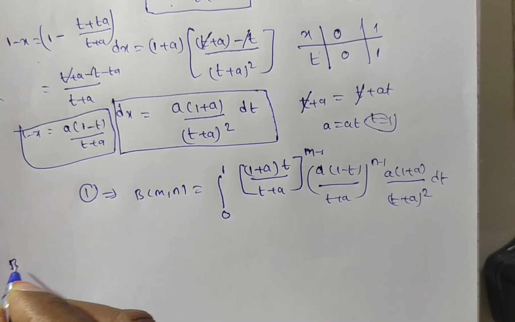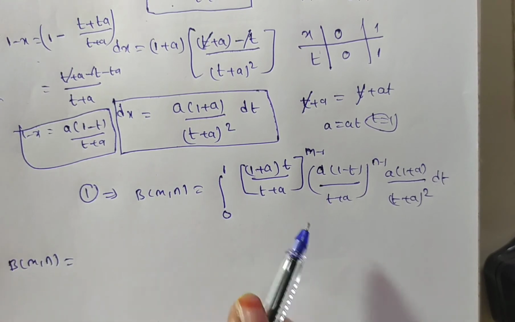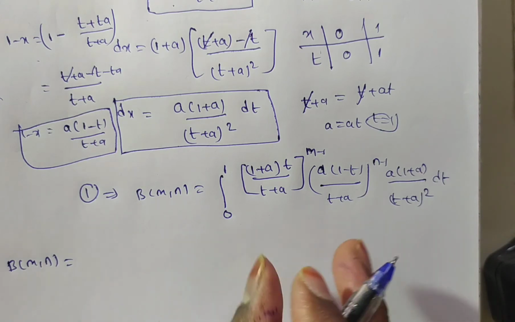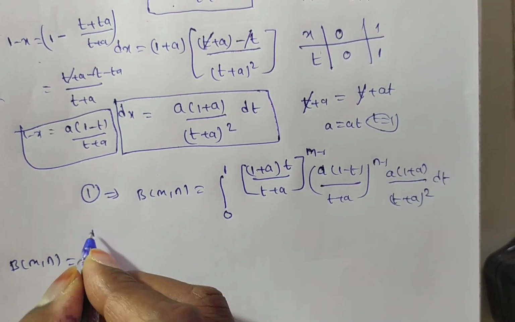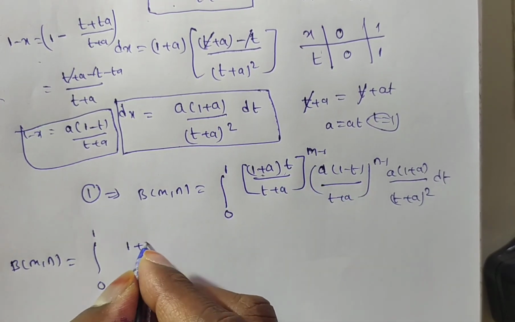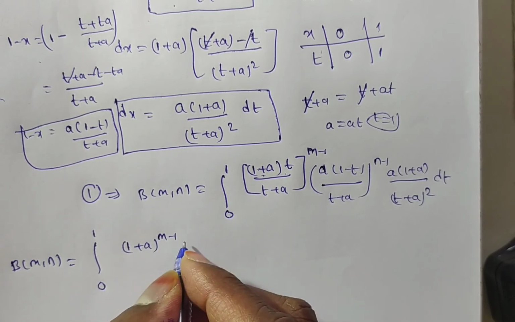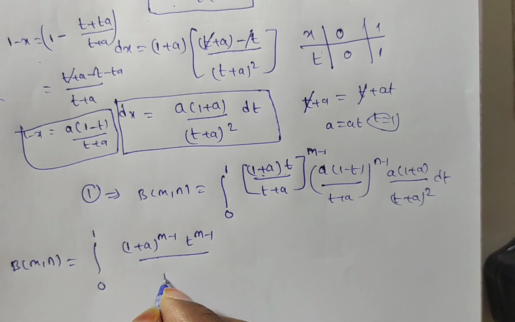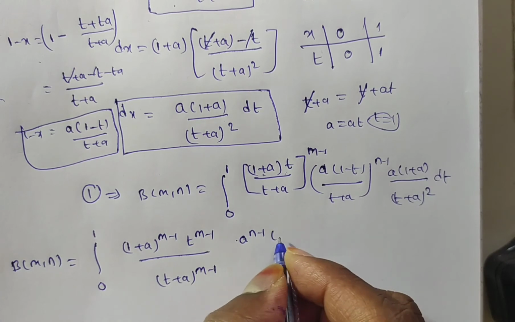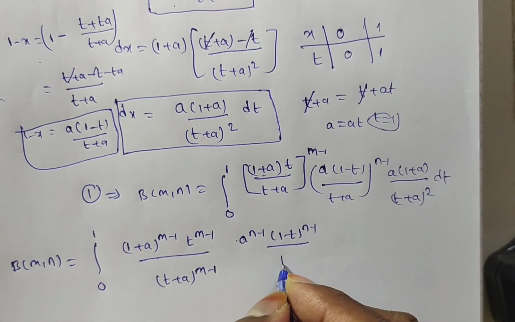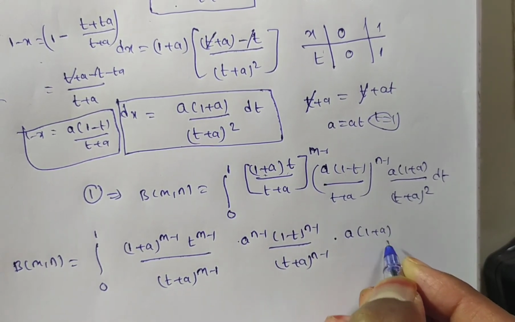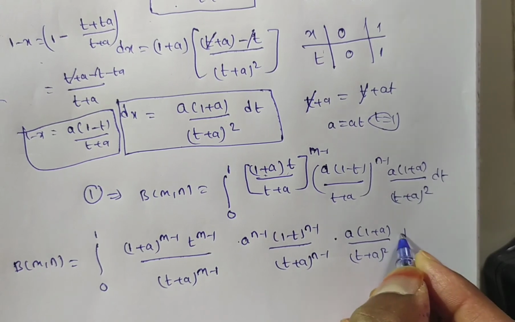First, this is beta of m comma n is equal to, you write down what are the a terms, constant terms what we have. Now in this case, first you split and write down separately. First integral 0 to 1. This is a product of two functions. First, (1 plus a) power m minus 1, t power m minus 1 by (t plus a) power m minus 1. Next, this is a to the power of n minus 1, (1 minus t) power n minus 1 by (t plus a) power n minus 1. Next, into what you have, a into (1 plus a) by (t plus a) whole square into dt.